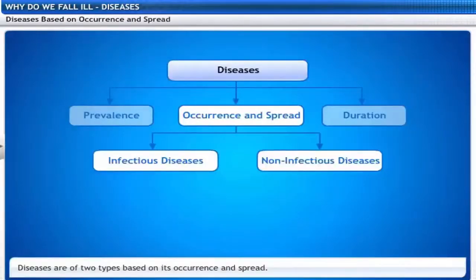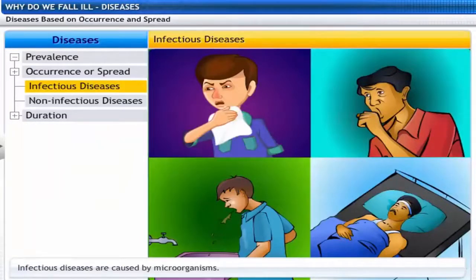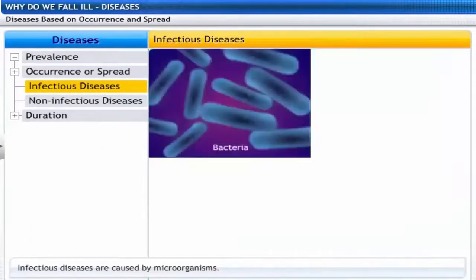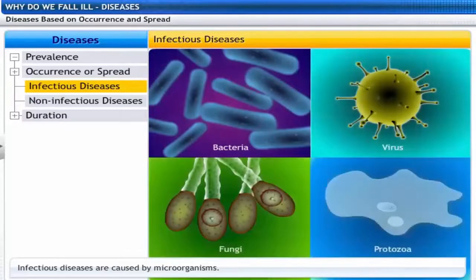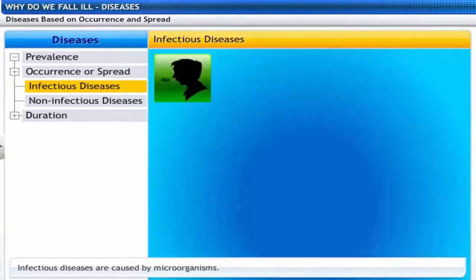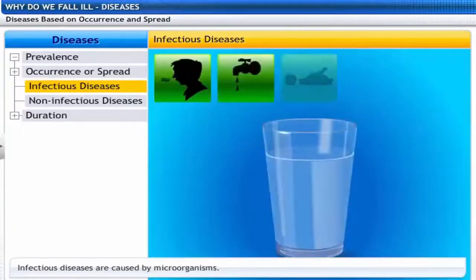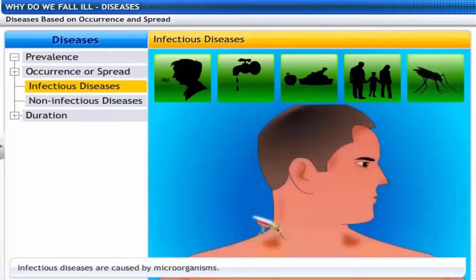Diseases are divided into two types based on their occurrence and spread: infectious diseases and non-infectious diseases. Infectious diseases are caused by microorganisms like bacteria, virus, fungi, and protozoa. These diseases spread from one person to another through air, water, food, physical contact, and insects. Hence, they are also called communicable diseases.